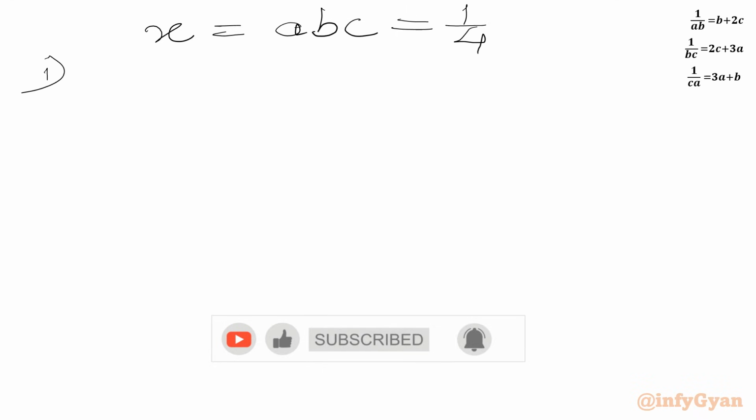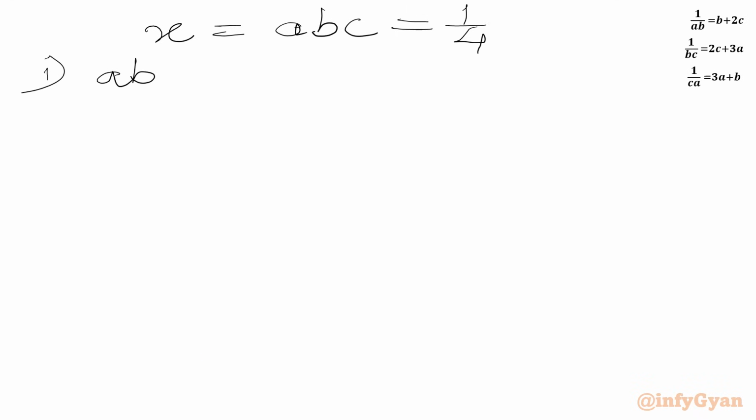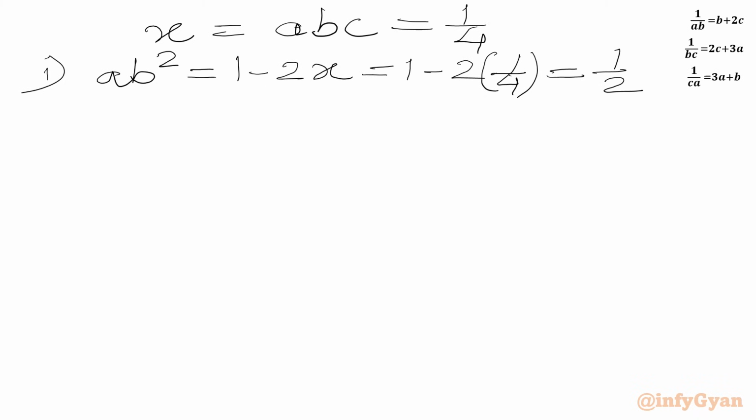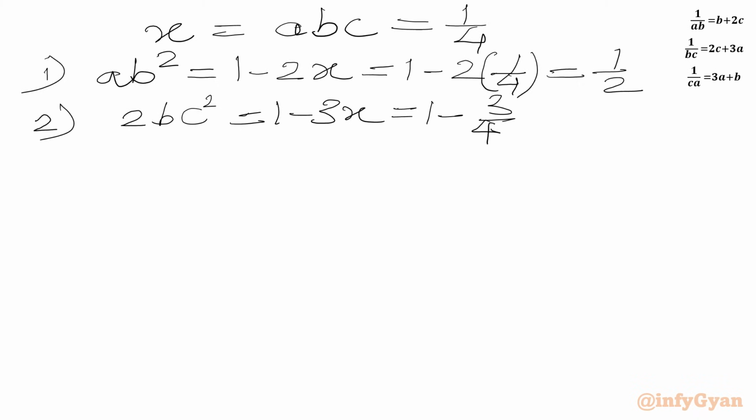I will write our first equation, AB square equal to 1 minus 2x. So if I plug in the value of x, 1 minus 2 times 1 over 4. 2 times 1 over 4 is half, 1 minus half is half. So AB square will be half. From the second equation, which was 2BC square equal to 1 minus 3x, we will get 1 minus 3 over 4, which will be equal to 1 over 4.